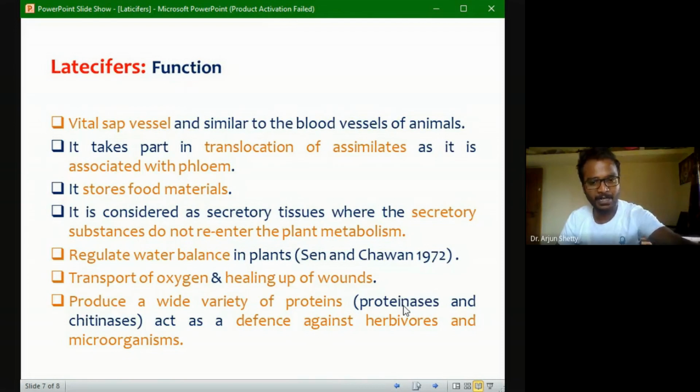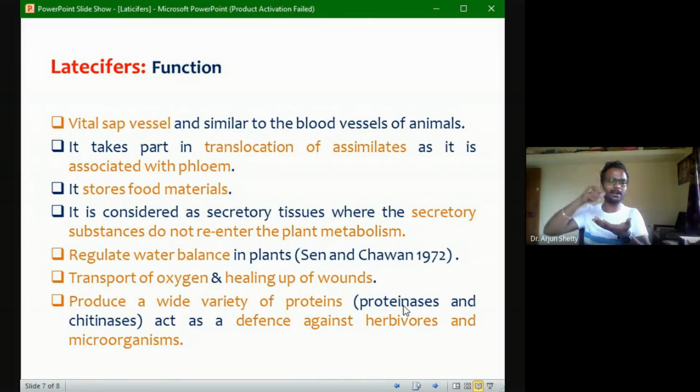Apart from that, they act as a transporter of oxygen and help in healing wounds. We already know that once there is a cut, they release some latex to heal it, and they also transport oxygen. They also produce a wide array of proteins, which can act as functional enzymes such as pectinases or chitinases, and these enzymes may act as a defense against herbivores as well as microorganisms.